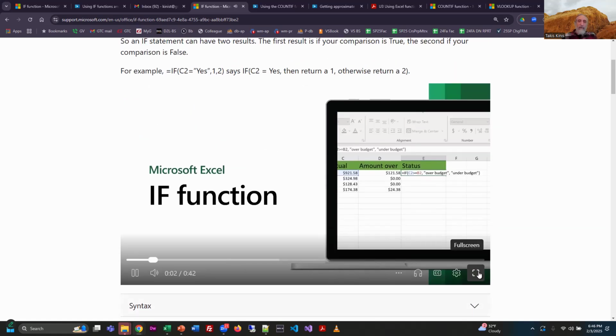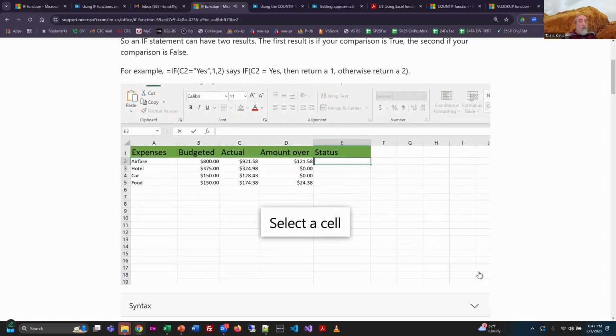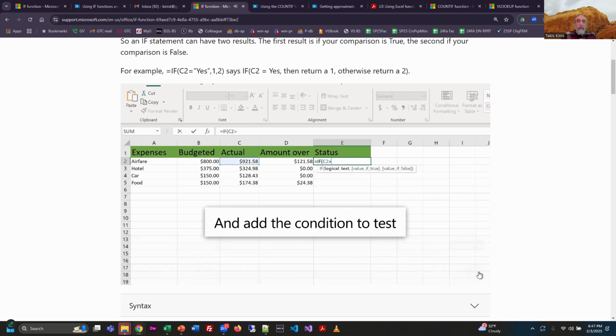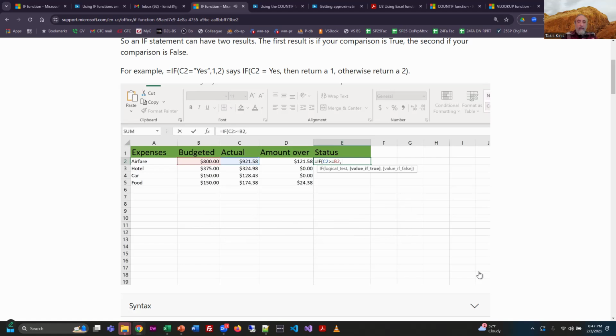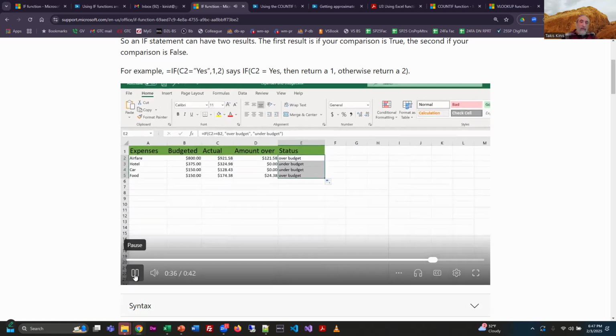Use the if function in Excel to compare text or values in a cell to what you are expecting. Select a cell, type equals if, and add the condition to test. In this case, we are seeing if actual is greater than budgeted. Add an if true value and an if false value. Press enter. Select the cell and drag to apply the if to other rows.